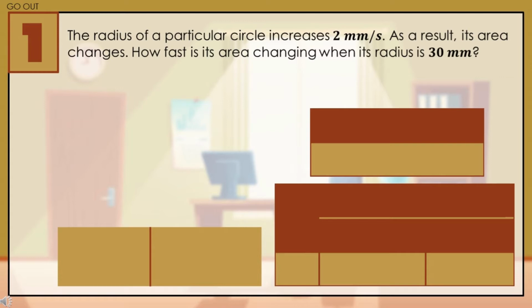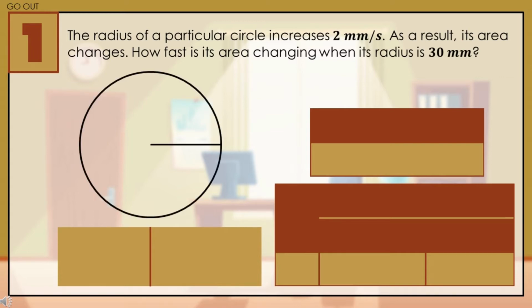As our first step, we draw the problem, which is a circle. Write the given, that is the rate of the radius as it is increasing with respect to time. This is denoted by dr over dt, and its value is 2 millimeters per second. What we are asked to find is dA over dt, which is the rate of the area changing with respect to time, when the radius of the circle is 30 millimeters.